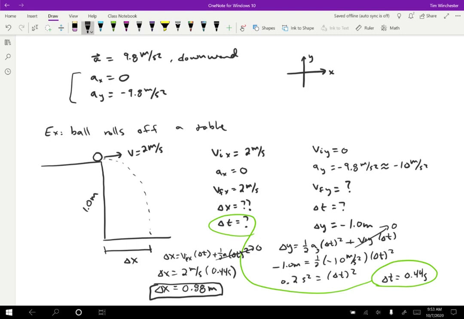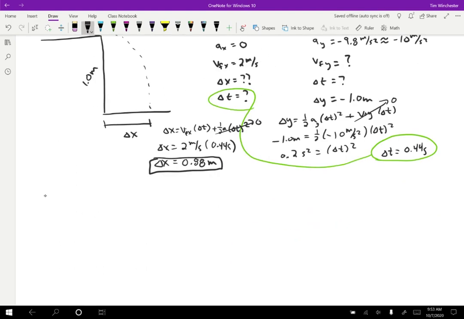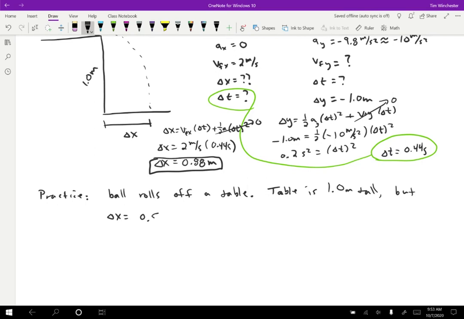Okay, so this is a lot of stuff. You'll get some chances to practice this. But what I would like you to do now is to try to solve a very similar problem to the one that I just gave you. So for practice, consider a ball rolling off a table again. We'll assume that the table is 1 meter tall again. But this time, we know delta x is 0.5 meters. So the ball doesn't go as far. And now we want to find the initial velocity in the x direction. Okay, so the same basic setup, but the solution will look a little bit different because you have some different information. So go ahead and give that a try.